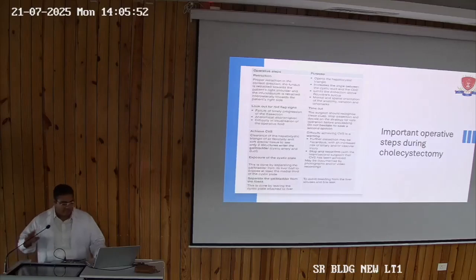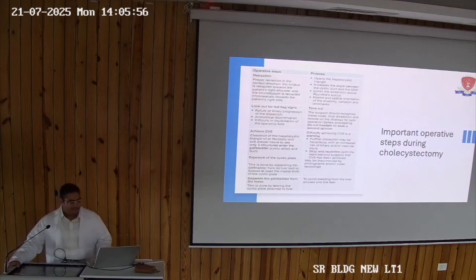Important operative steps during the cholecystectomy and their purpose. First of all, the retraction. Proper retraction in the correct direction. The fundus is retracted towards the patient's right shoulder and the infundibulum is retracted inferolaterally towards the patient's right side. Now, what is its purpose?